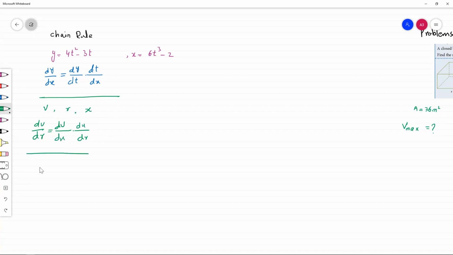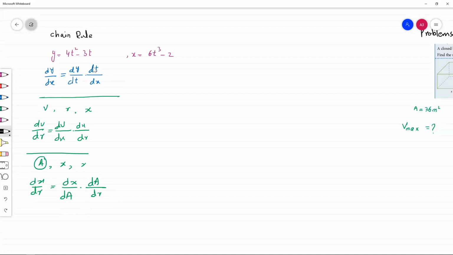Now consider another example with A, x, and r. I want to find dx over dr. How can I connect these three variables? First, draw two lines. Then here you write dx and here you write dr. The third variable is A, so you write dA here and here.